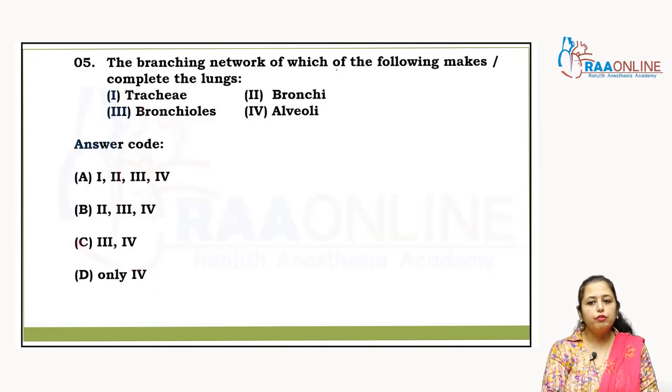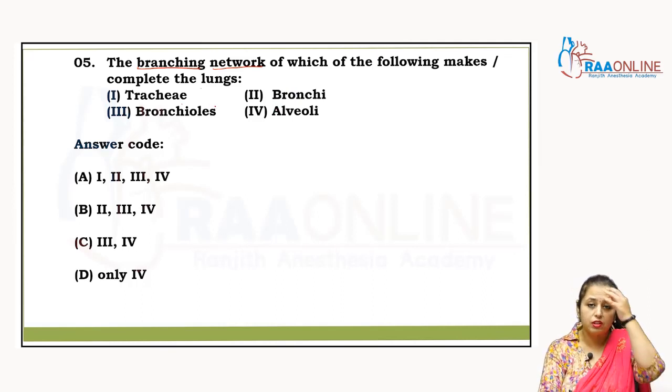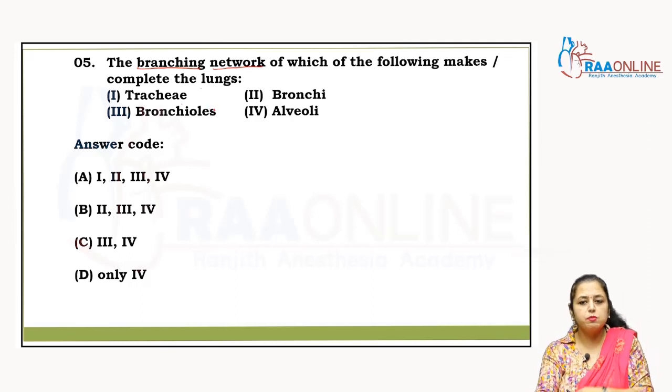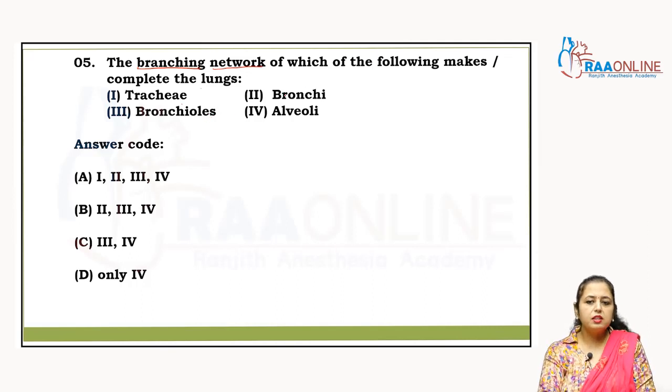Which of the following structures make the branching network that completes the lungs: trachea, bronchi, bronchioles, alveoli? It says branching network, that means the bronchi, bronchioles and alveoli, because they have the branches. The trachea has no branching network, right? It has two branches, but when we talk about inside the lung, these are the branching networks which complete the lung, right?